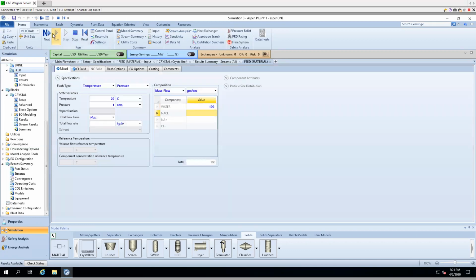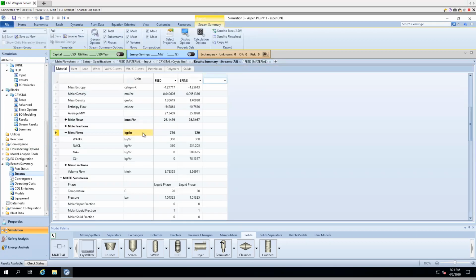Run again. Back to our results summary. Change our units to gram per second. And we're back to where we were. And this is the homework. This is all you need to do in Aspen, is just get this information. They're gonna ask the component flows of each component in the input and the output. And this is where you'll get all that information here.